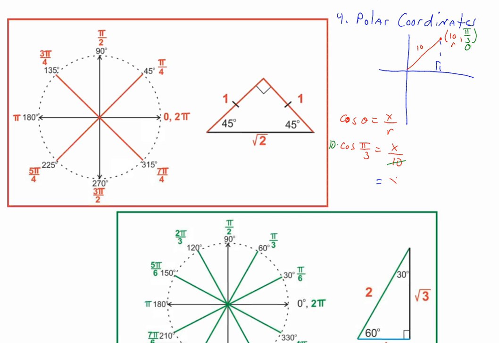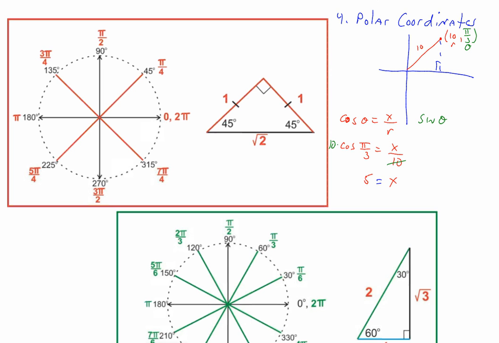Anybody got a value for me? 5. 10 times the cosine of 60. Okay. Is it 5 dead on? Oh, yeah, because cosine 60 is a half. All right. Sounds good. Now I'll do the other one.